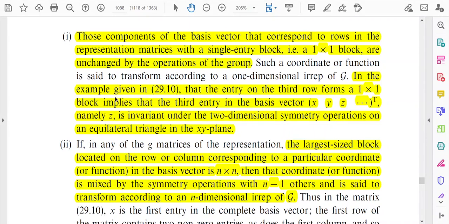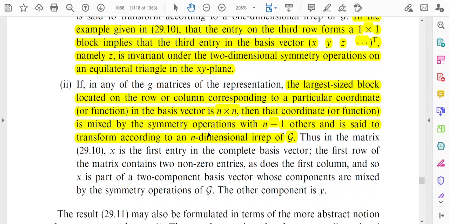In the example which we gave earlier, the entry on the third row forms a 1 by 1 block, which implies that the third entry in the basis vector (x, y, z) transpose, namely z, is invariant under the two-dimensional symmetry operations on an equilateral triangle in the xy plane. So if the entry is expressed in a 1 by 1 block form, then we can be sure that the z component is invariant.